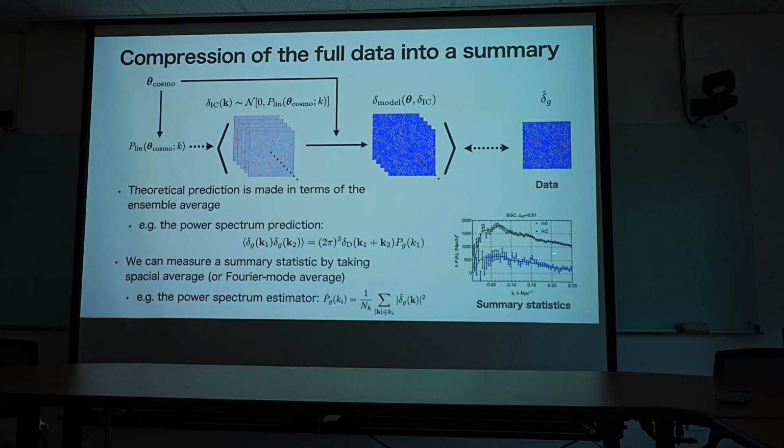This is showing the power spectrum measurement. The x-axis is the scale, and the y-axis is the amplitude of this power spectrum. Each dot here corresponds to the measurement from the data, and these solid curves correspond to the theoretical prediction after taking the ensemble average. We'd like to compare this solid curve and these points to infer some cosmological parameters.